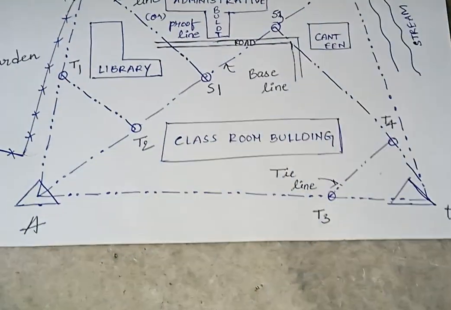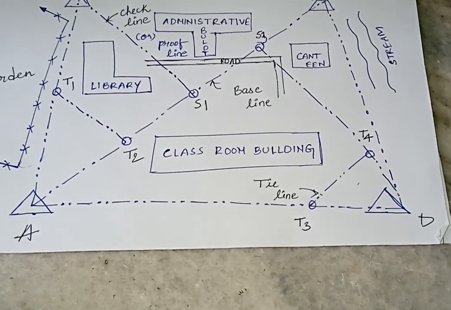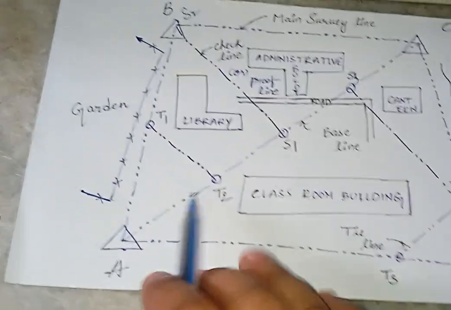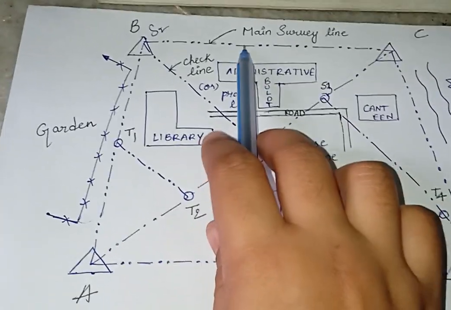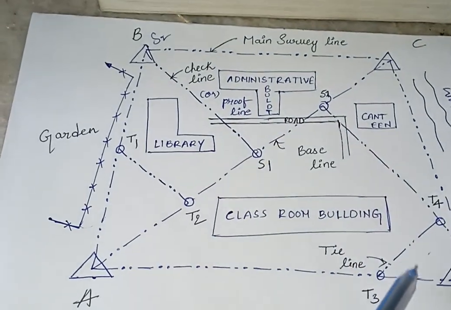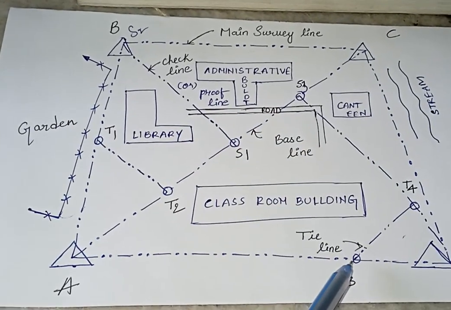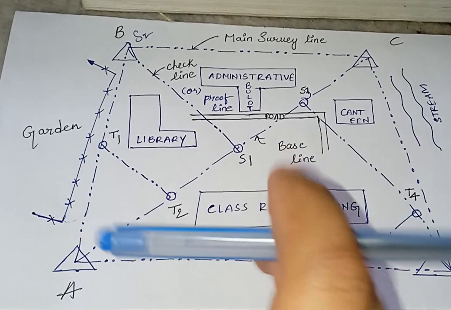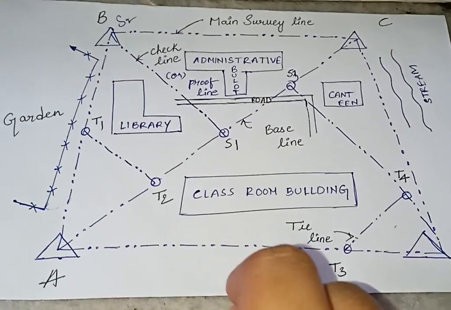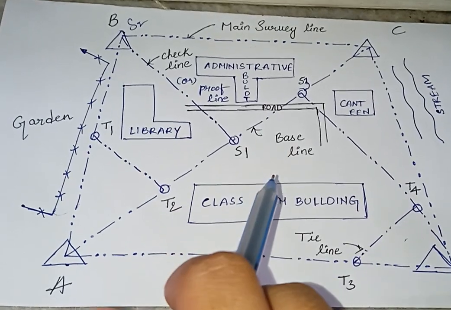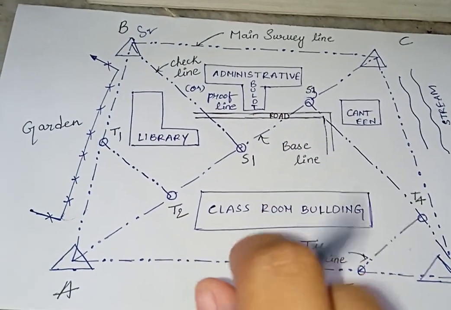The object of running a tie line is to locate the details which are far away from the main survey line. What is the main survey line here? This is known as the main survey line. For plotting, the main survey line is very far from this place. So whenever the main survey line is too far, then in that place we are using this tie line. The tie line also serves the purpose of check line. The same purpose the check line is doing is also done by the tie line.